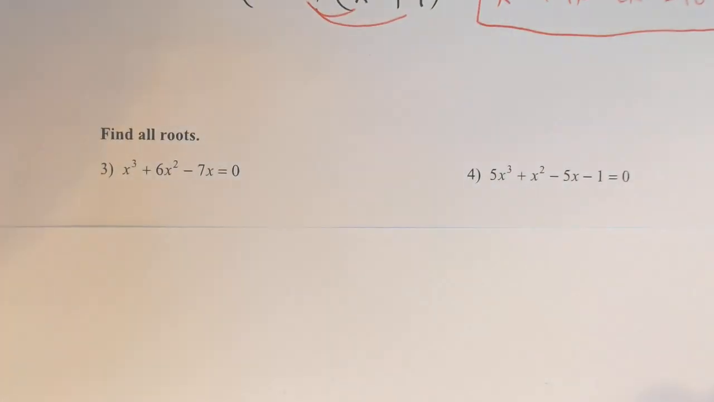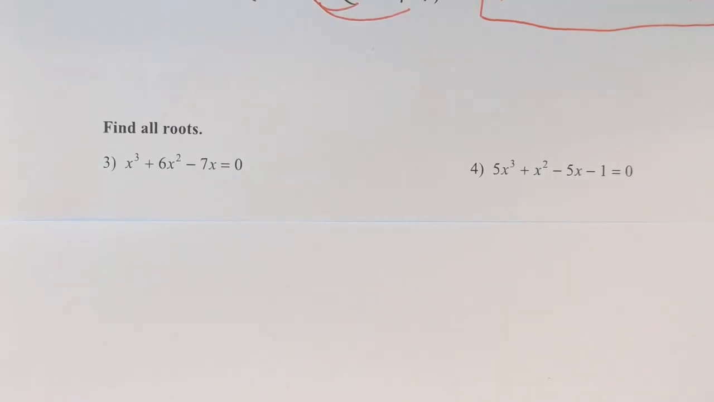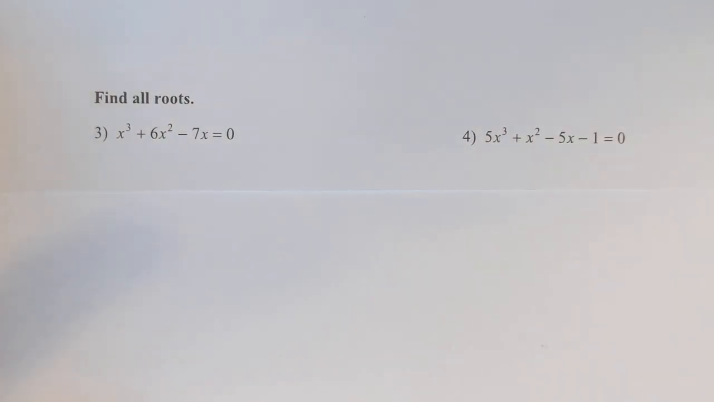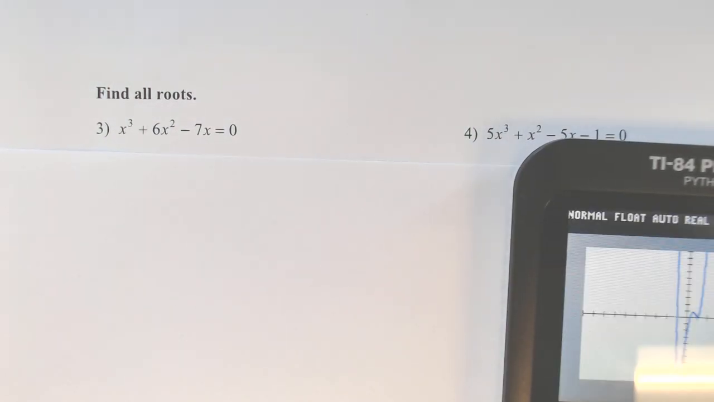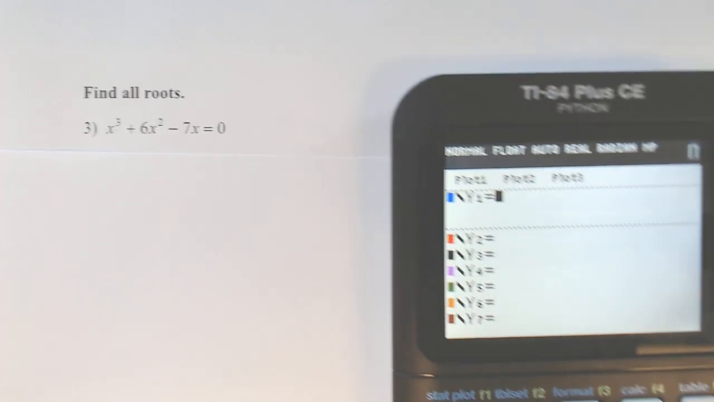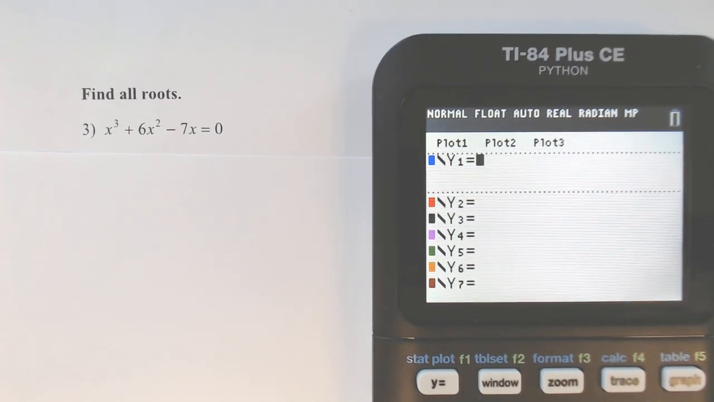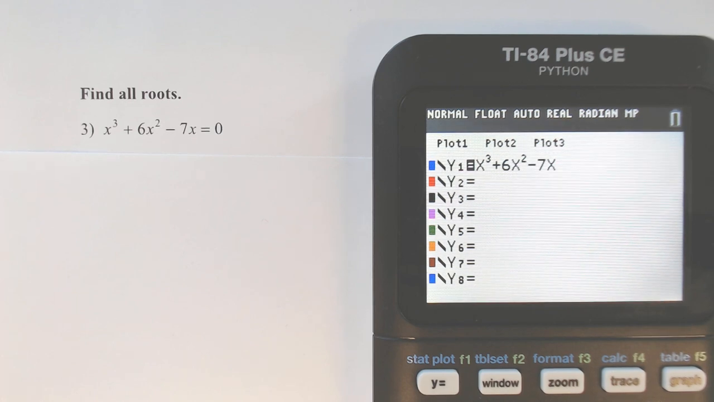Next one. We are finally finding all the roots. Anytime you are asked to find all the roots, you need to find your handy-dandy graphing calculator. And you graph it. That's the first step, is to graph the thing. So you graph it, and you just see what happens. So x to the third plus 6x squared minus 7x. Graph.